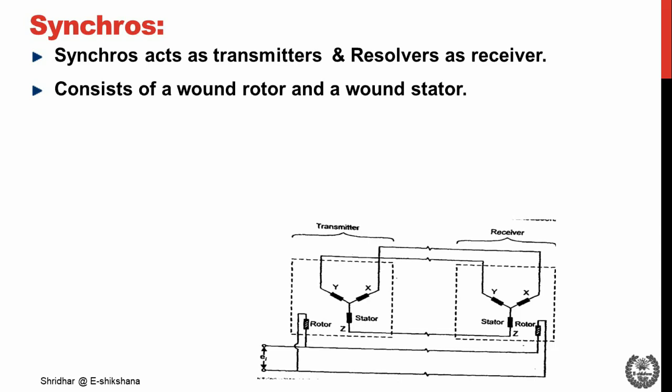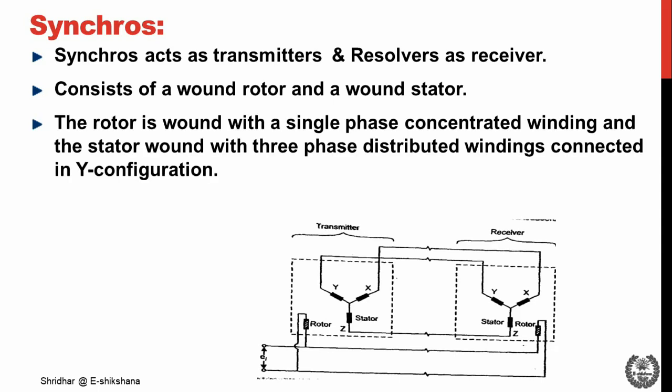The construction of synchros is shown in the diagram. The basic electromagnetic structure of synchros consists of a wire-wound rotor and wire-wound stator, concentrically arranged to give adjustable mutual coupling between the windings of the two members. The rotor is wound with a single phase concentrated winding and the stator is wound with a three-phase distributed winding.